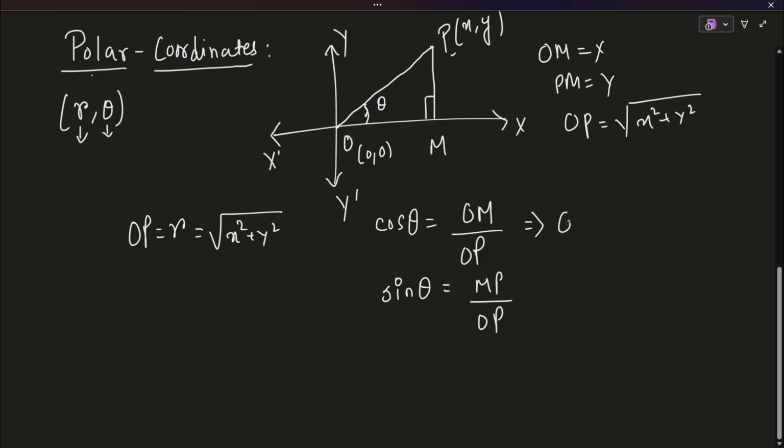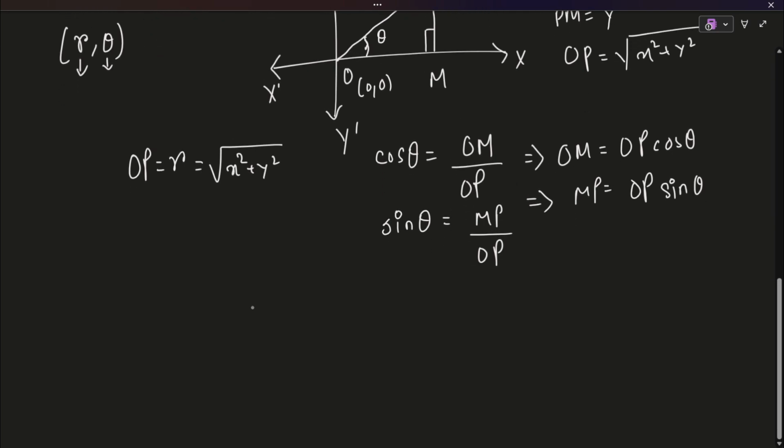From this you can get OM is equal to OP cos theta, and you can also get MP is equal to OP sin theta. Now we have established that OM is X and PM is Y. So from that we can write X is equal to R cos theta, because OM is X and OP is R. Similarly, MP is Y and OP is R, which gives us another equation, Y equals R sin theta.